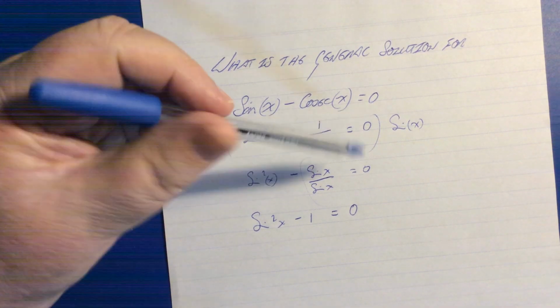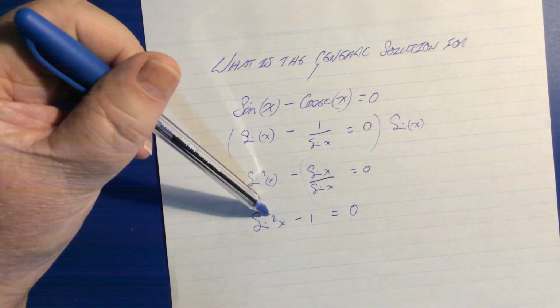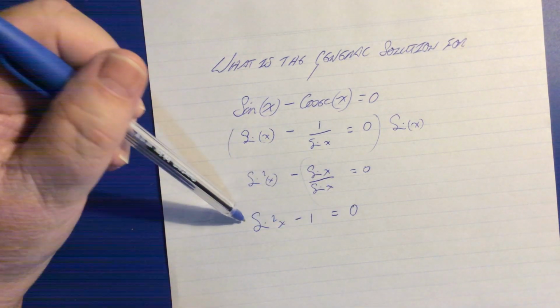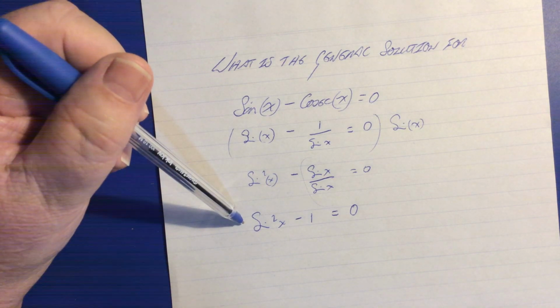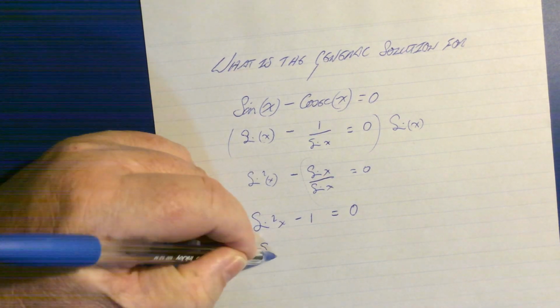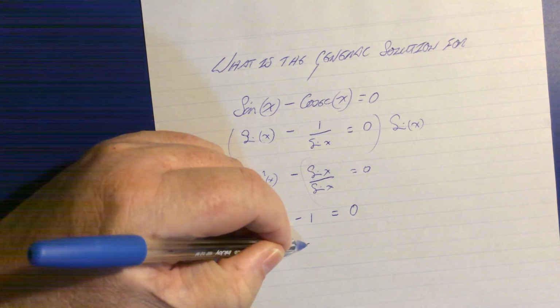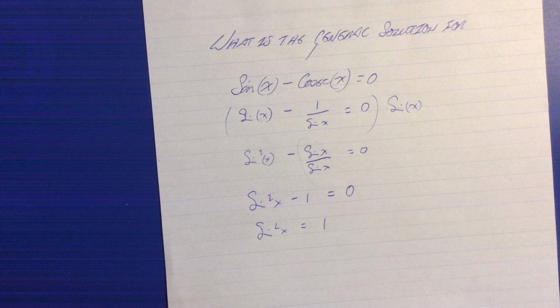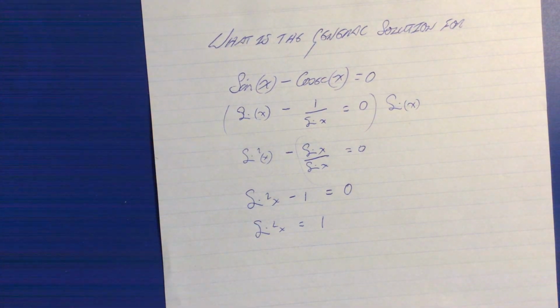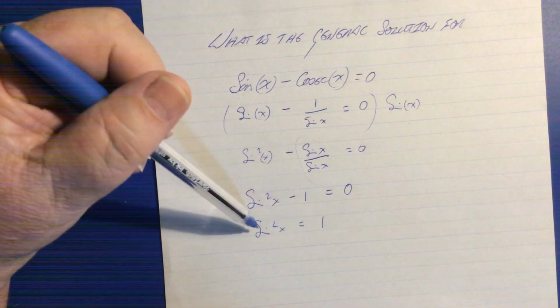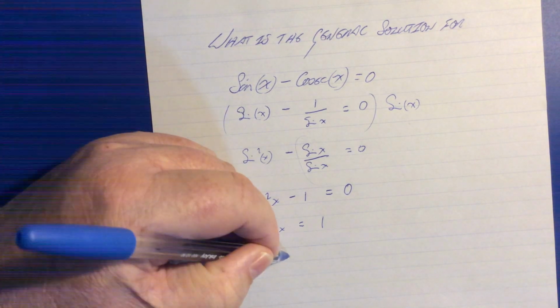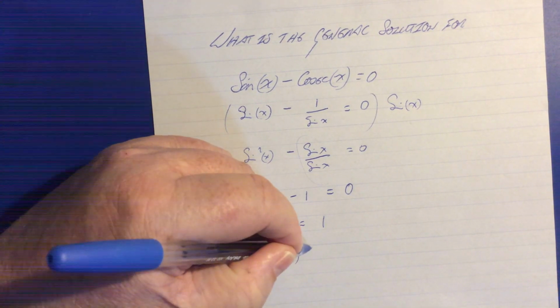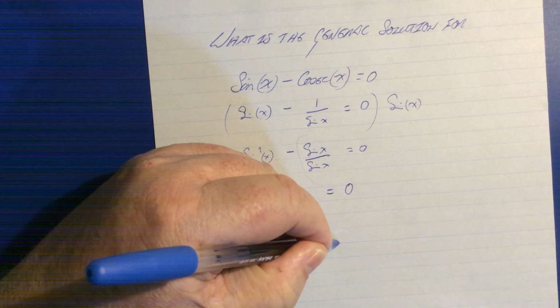Now, we have to deal with this, but that's pretty simple. What we do is we take the square root of this, but before we do that, let's just do a little bit of rearranging so we get to that point. Sine squared x equals 1. Okay, so what are we looking at then? Well, we find the square root of this, and that is sine of x is equal to plus or minus 1.